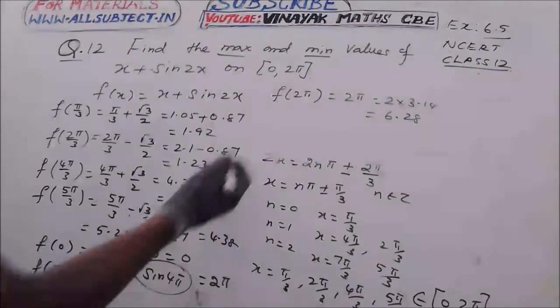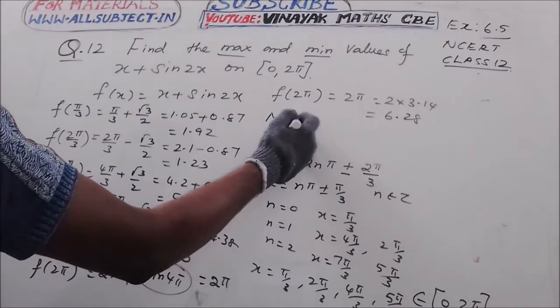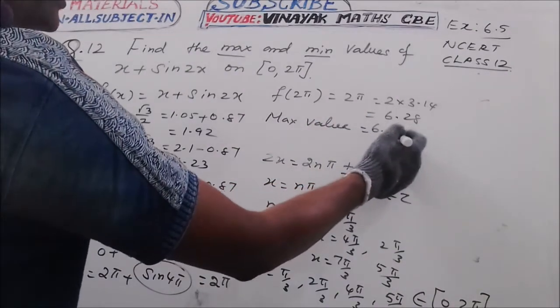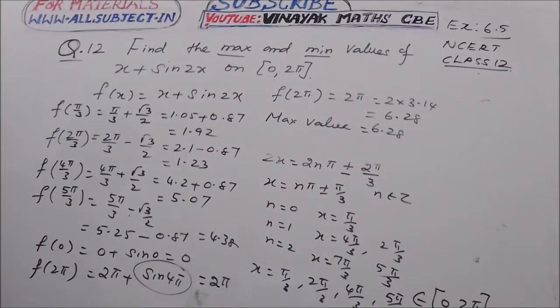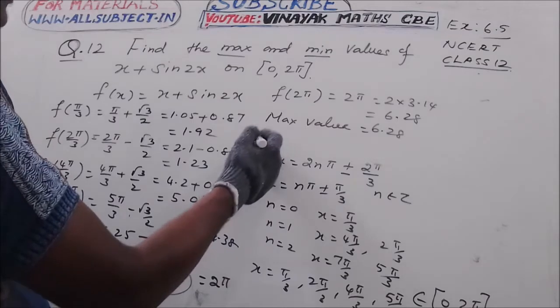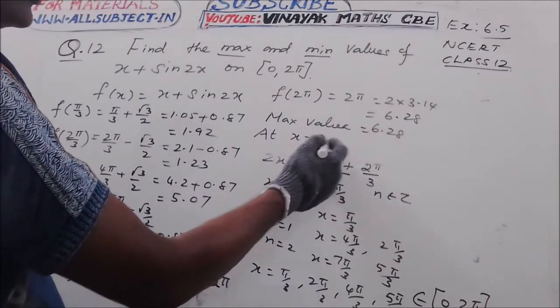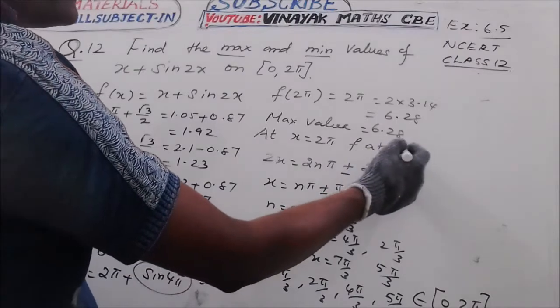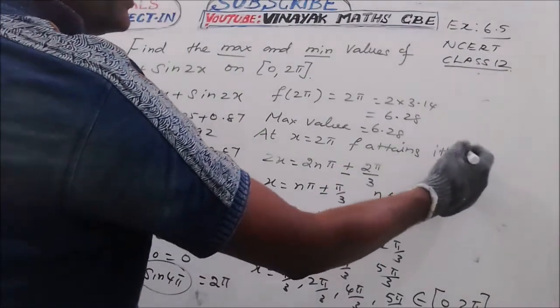Therefore, the maximum value is 6.28. It attains it at x equal to 2 pi. At x equal to 2 pi, f of x attains its maximum.